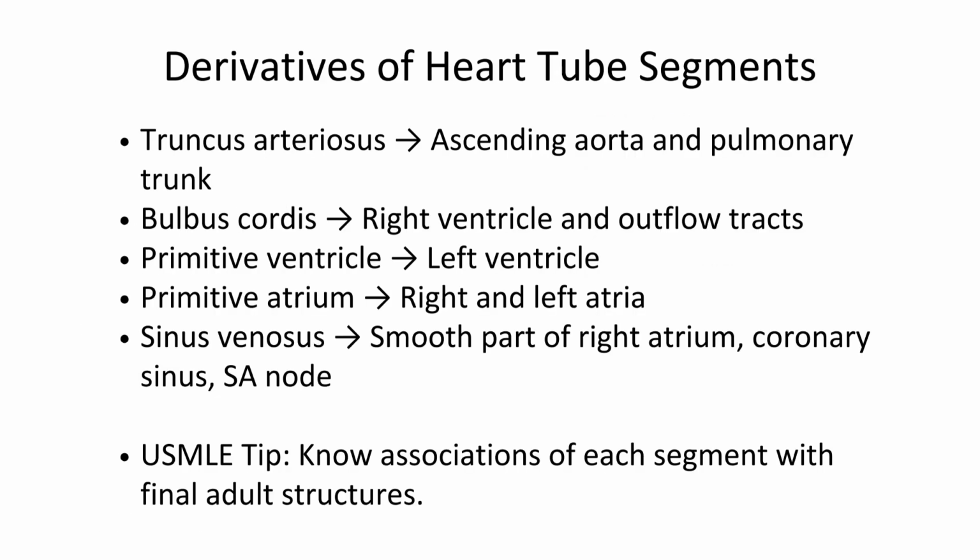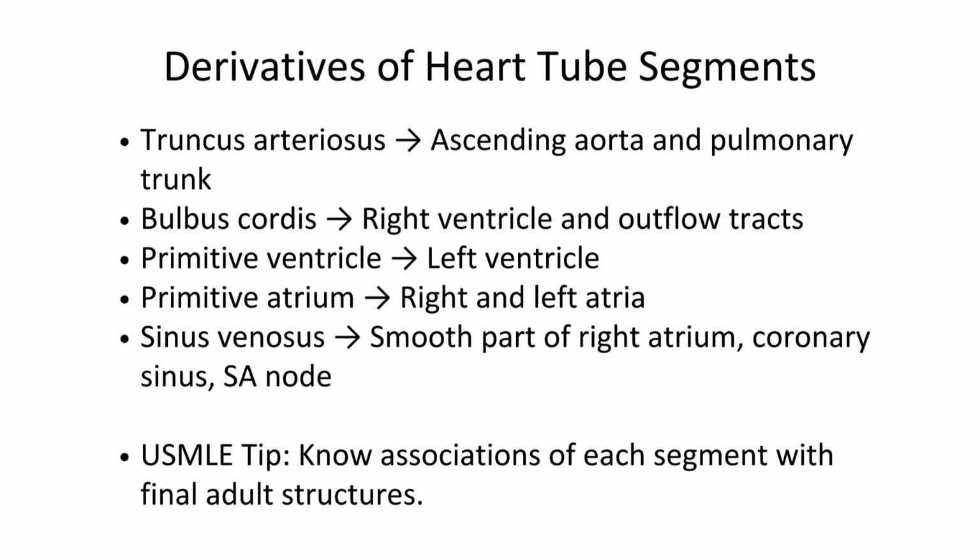Now that we've introduced the heart tube segments, let's take a closer look at what they actually become in the fully developed heart. This is a hot favorite for USMLE Step 1. Let's go through each one. The truncus arteriosus forms the ascending aorta and the pulmonary trunk. These are the 2 major arteries leaving the heart.